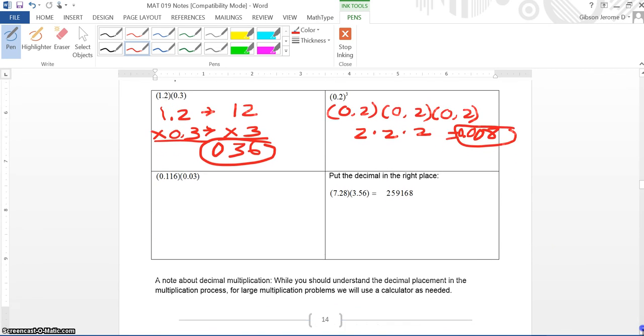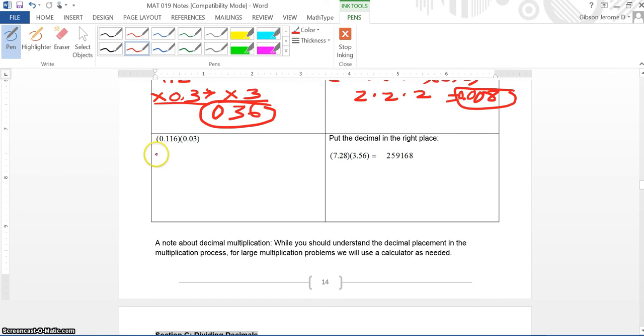Now, we scroll down further. We have 0.116 times 0.03. Now we could just drop the decimals here, and it'll be 116 times 3. 3 times 6 is 18. Bring down your 8, carry your 1. 3 times 1 is 3, plus 1 is 4. And 3 times 1 is 3. Now we have 348. We count how many digits we have behind a decimal.